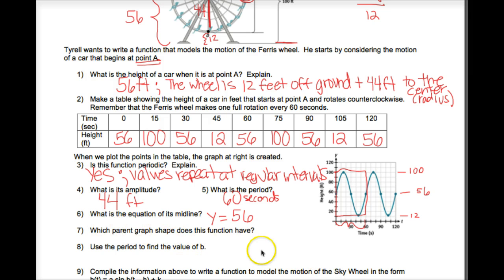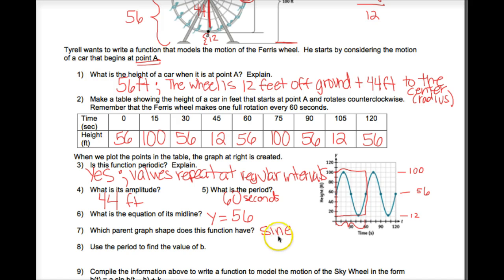Which parent graph shape does this function have? So we've studied 3: sine, cosine, tangent. Which one is this? Go ahead and write it down. Hopefully you answered sine, because this starts at the midline. You know it's not tangent because it doesn't have the asymptotes and branches to infinity. So you knew it was sine or cosine. Since this starts at the midline, you should have answered sine.